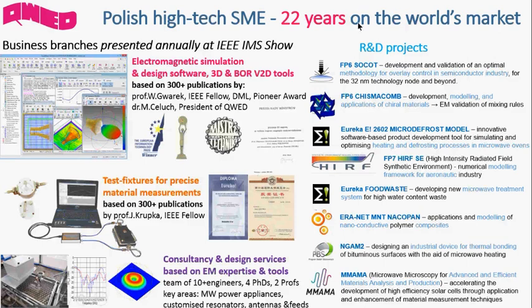First of all, let me point out our three branches of activity. The first is electromagnetic simulation with the FDTD tools in three-dimensional version, in axisymmetrical version. It's based on our application. It has been rewarded by, for example, the European Information Technology Prize or the Polish Prime Minister Award. The second branch is test fixtures for precise material measurements of electromagnetic properties at microwave frequencies.